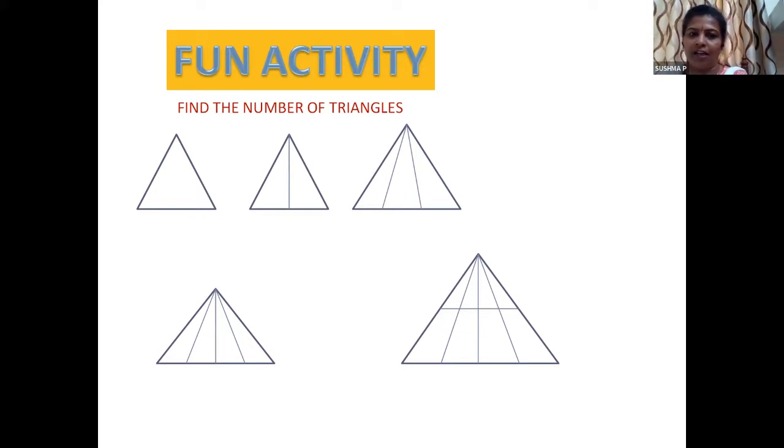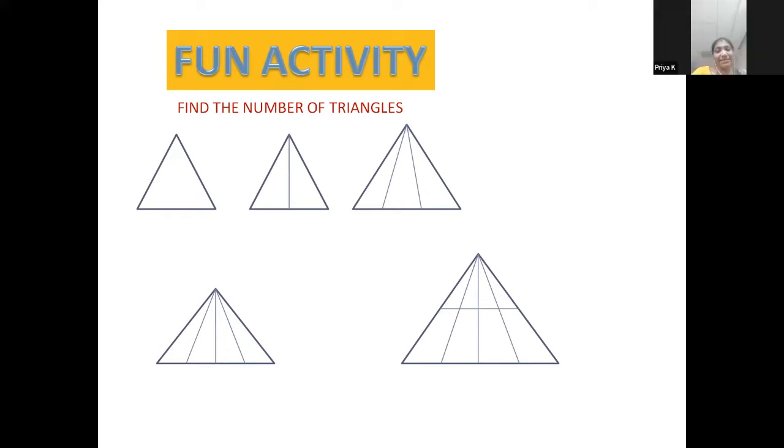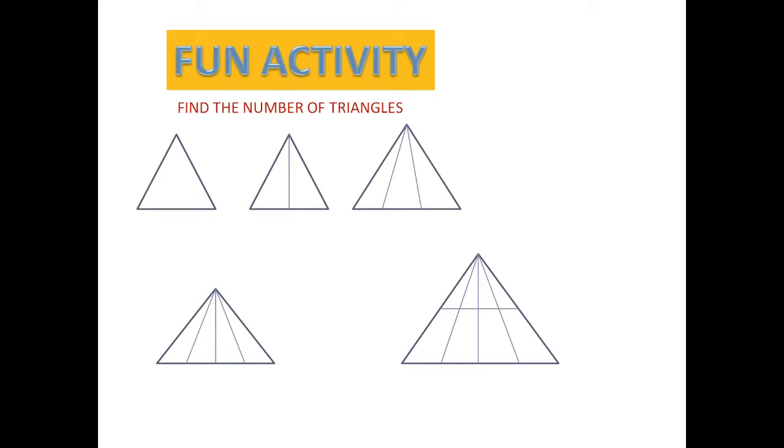So in the first triangle, there is only one. The second one, how many are there? Three. Very good. Five. Next one, three. Next one, four. Third one is six. Six. Very good. Excellent. Beautiful. Thank you. The next one. Fourth one.